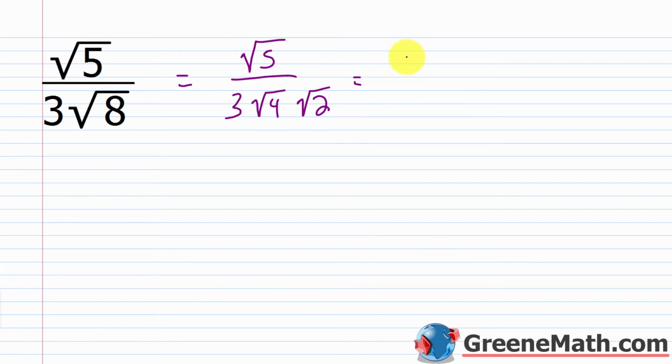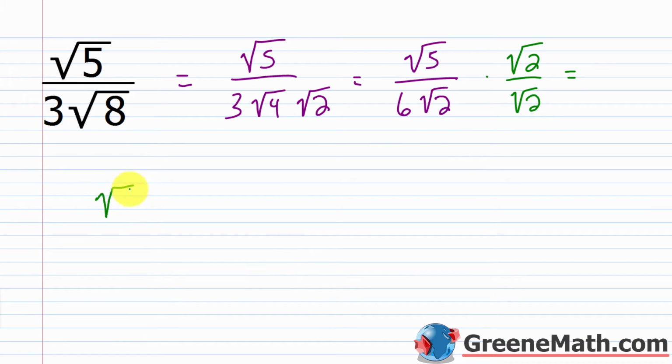So let's write this as the square root of 5 over 3 times 2 would be 6. So 6 times the square root of 2. And now all I need to do is multiply the numerator and denominator here by the square root of 2. So the square root of 5 times the square root of 2 is square root of 10 over, we have 6 times square root of 2 times square root of 2. Square root of 2 times square root of 2 is 2. 2 times 6 would be 12. So I get square root of 10 over 12. And again, that's as simple as you can make that.